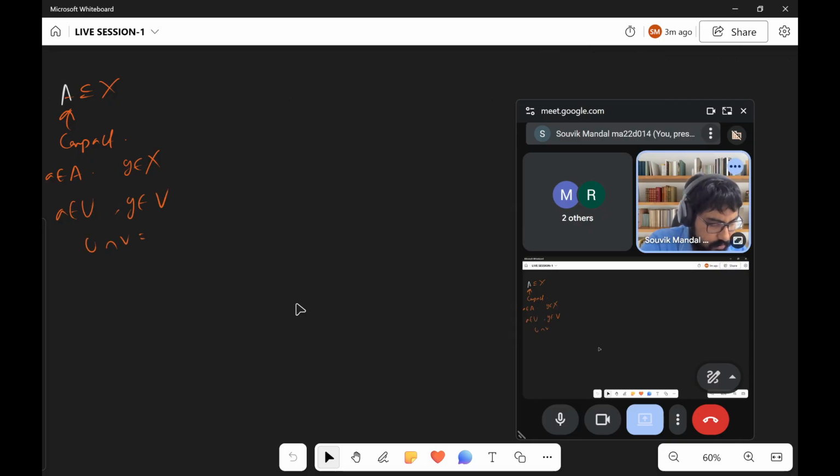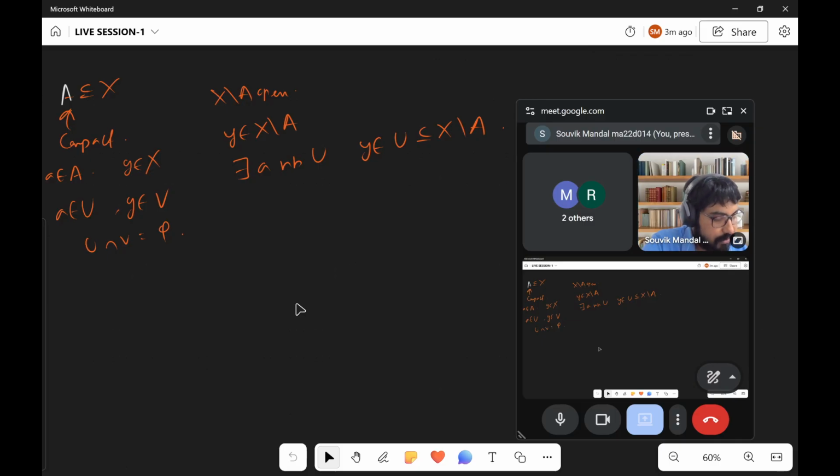So, but we need to show what? We need to show that A is closed. That means, in other words, X minus A is open. Correct. That means if we take any point y from X minus A, then there exists a neighborhood u such that y belongs to u, which lies entirely in X minus A. This is what we need to show. Correct.